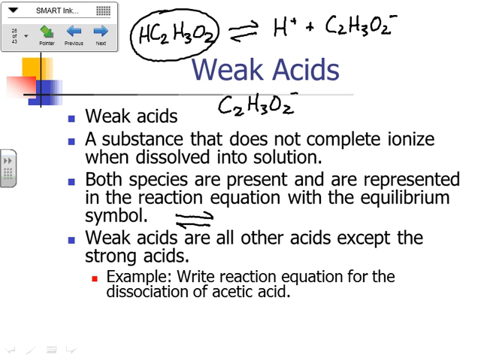Does that make sense? So the only difference between writing an equation for a strong acid versus a weak acid is to put the equilibrium arrows for the weak acid. And that shows that it can go in both directions. Okay, everybody tracking with me there? Okay.